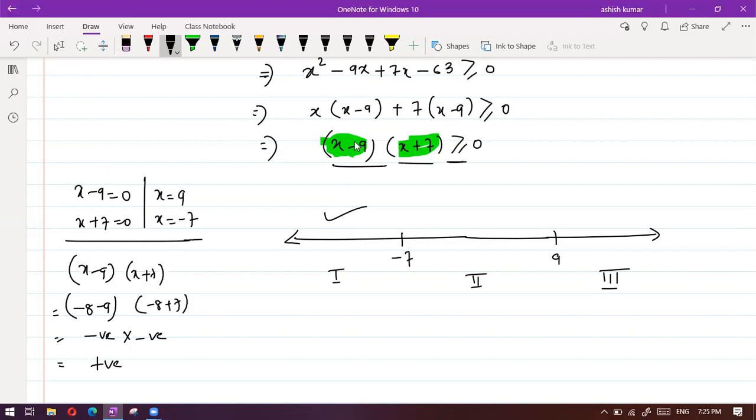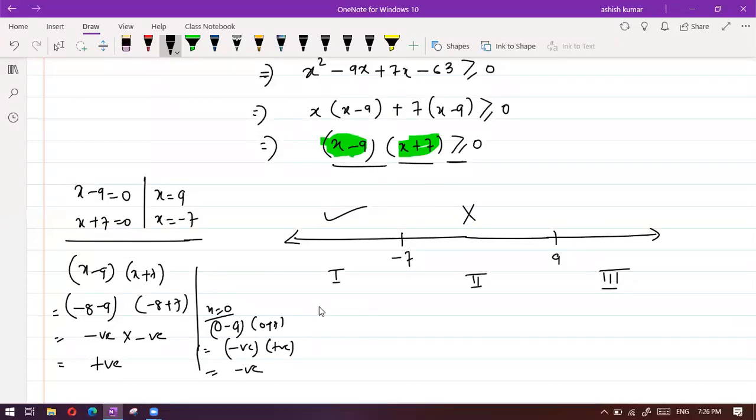Yes, sir. Okay. Now from -7 to 9, take any value which is between -7 and 9. 0 is best. So when you put 0, x is equal to 0, I am putting 0 minus 9 and 0 plus 7. Let's just see the sign. This is negative and 0 plus 7 is a positive value. Negative into positive will become negative. Negative is not greater than 0 because we want a value which is greater than 0, right? So this one will not come.